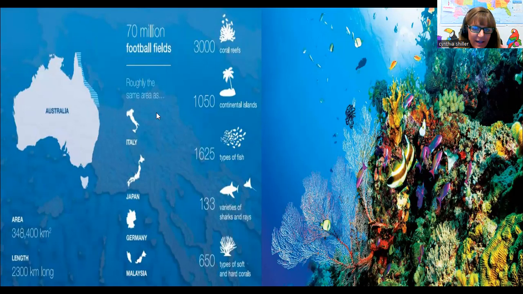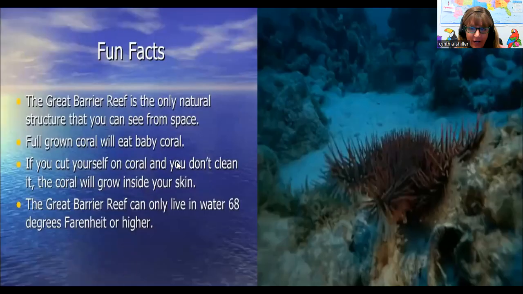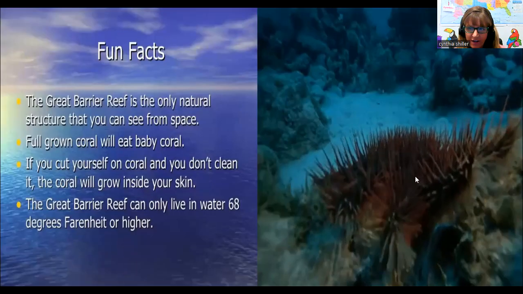And here we can see different countries. We have Italy, Japan, Germany, Malaysia, and that's how big they are. Right here, the kind of fuzzy looking part, that's the Great Barrier Reef. So it's large. Even look, you see Australia there. So the Great Barrier Reef is as big as 70 million football fields. Super huge. But we got to take care of them, because you see this creature right here?